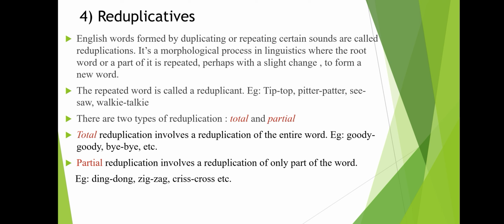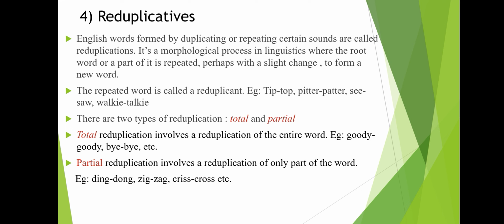For example, tip top, pitter patter, seesaw, walkie talkie. Here we can see many similarities between these words. So the repeated word is called a reduplicate. So that is reduplication. But there are two types of reduplication, total and partial. So what is total reduplication? It involves a reduplication of the entire word. For example, goody goody, bye bye, etc. So that is total reduplication.